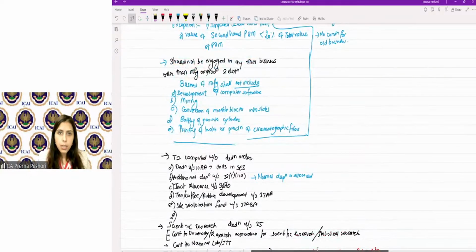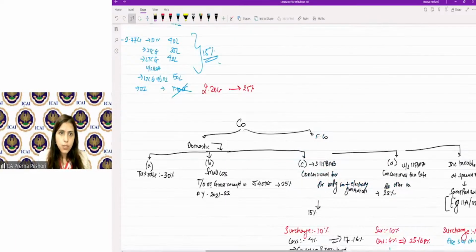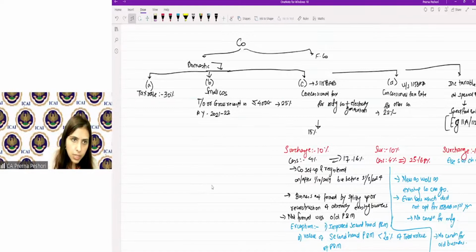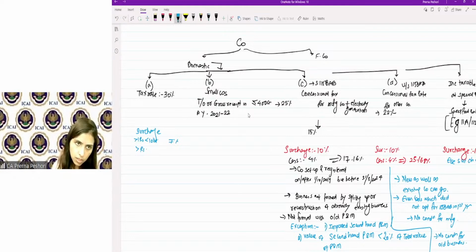Now, one last thing before I close this session, I'll give you the surcharge rate for the domestic companies which are normally there. If my income is more than 1 crore and less than 10 crore, then the surcharge is 7%. If it is greater than 10 crores, it is 12%. You can write less than or equal to 10 crore.